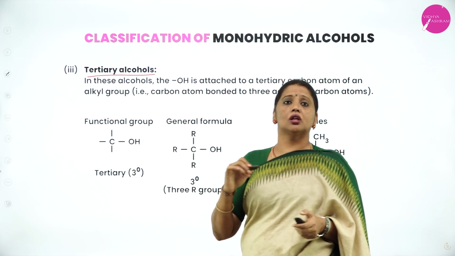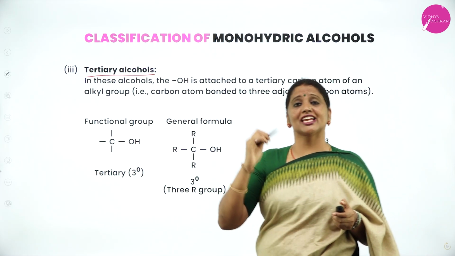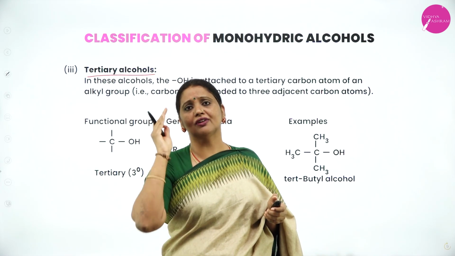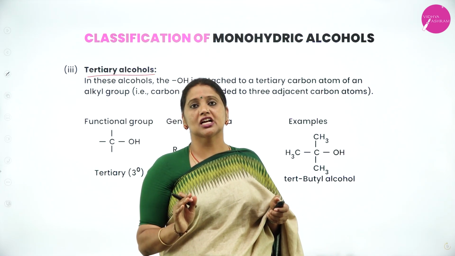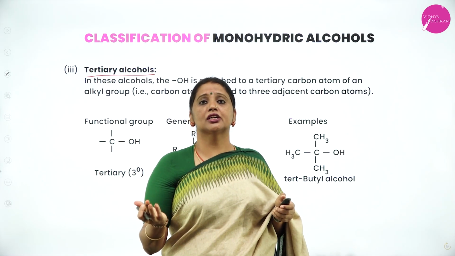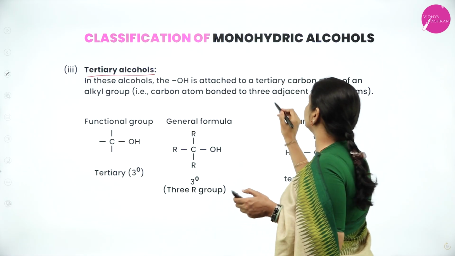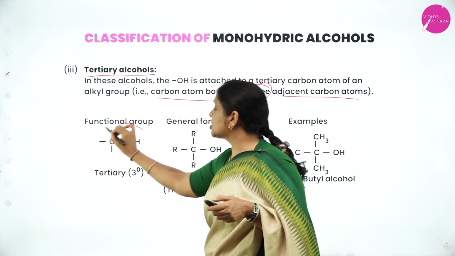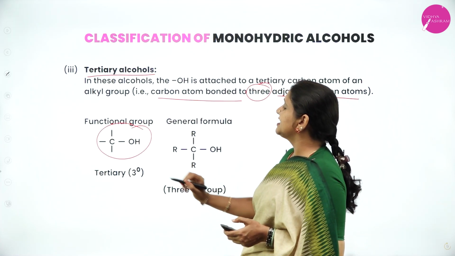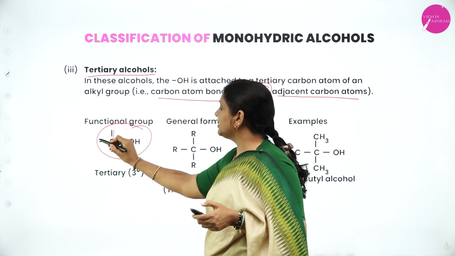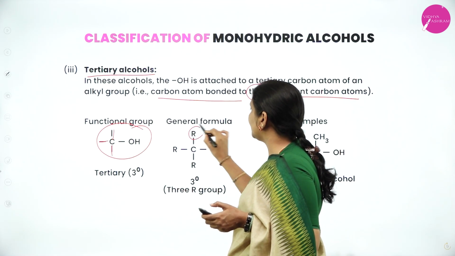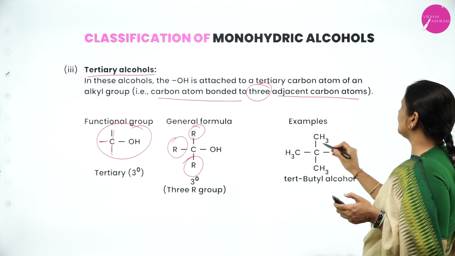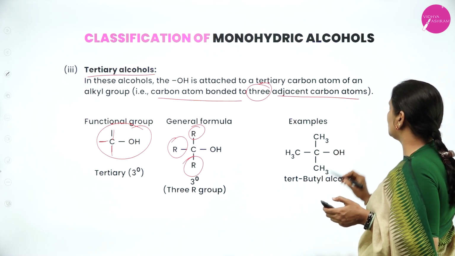Third one, tertiary alcohol. In this alcohol, the OH group is attached to the tertiary carbon of the alkyl group. What is tertiary carbon? A carbon atom bonded to three adjacent carbons is known as tertiary carbon. The functional group of tertiary alcohol is C attached with OH. The other three valencies are satisfied by 3R. Therefore, CH3, CH3, CH3, OH.